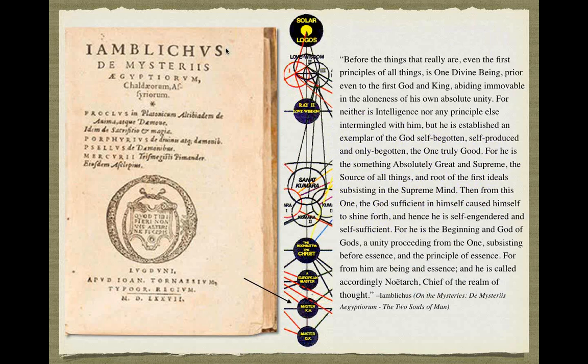Iamblichus on the mysteries, De Mysteriis Aegyptiorum, the two souls of man. Yeah, there on the left is an original publication. I find this particularly beautiful. You can see the unmoved mover being described here, can't you? The one that just stands beyond mind, and yet sends mind forth in others. The unmoved mover.